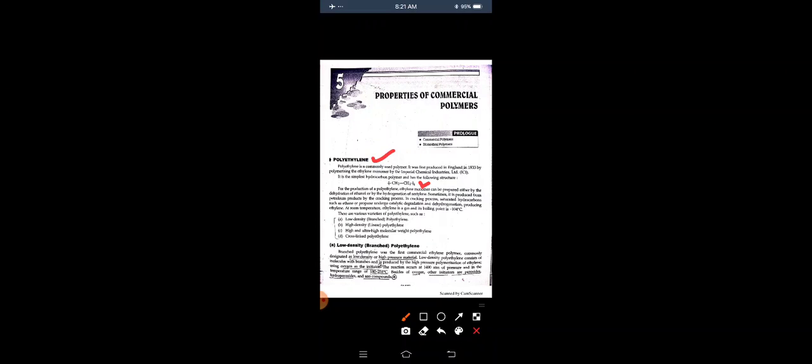Branched polyethylene was the first commercial ethylene polymer, commonly designated as low density or high pressure material. Low density polyethylene consists of molecules with branches and is produced by the high pressure polymerization of ethylene, in a temperature range of 180 to 250 degrees centigrade. Besides oxygen, other initiators are peroxides, hydroperoxides and azo compounds.